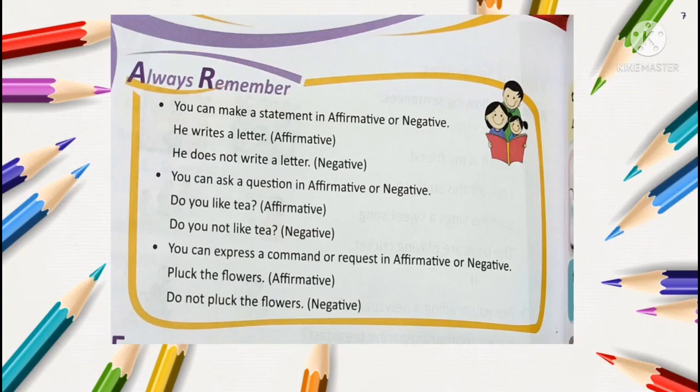Now, there are some things we should always remember. We make a statement in an affirmative sentence and also in a negative one. Now, what is negative? All the sentences in which we use not, no or never are called negative sentences. For example, he does not write a letter. It is a negative sentence. He writes a letter. It is an affirmative sentence.